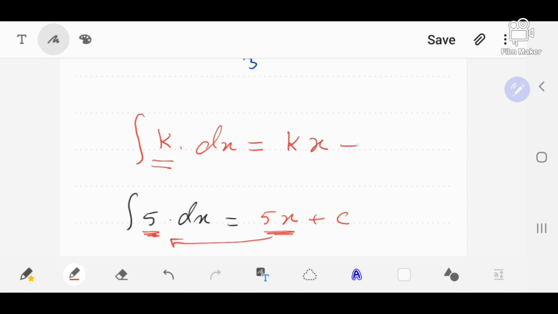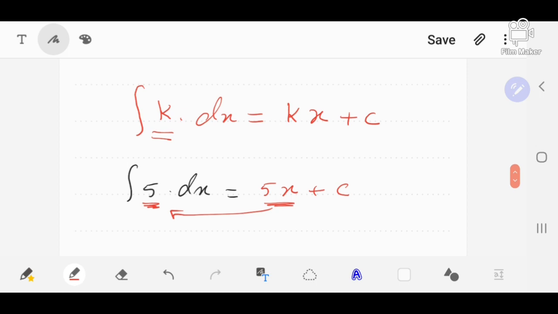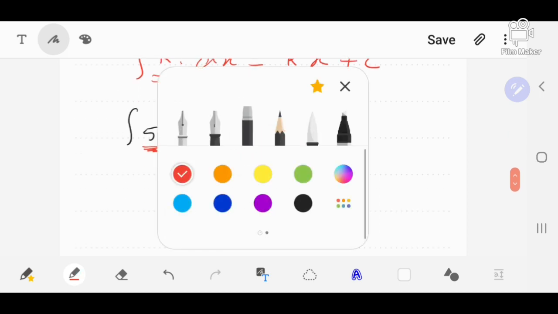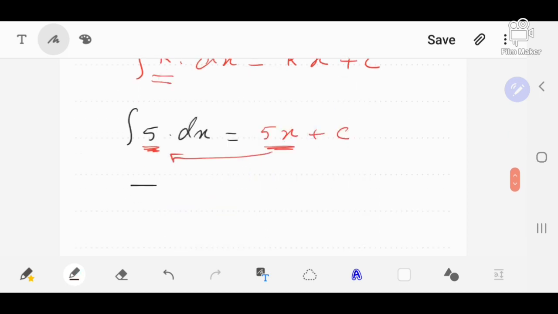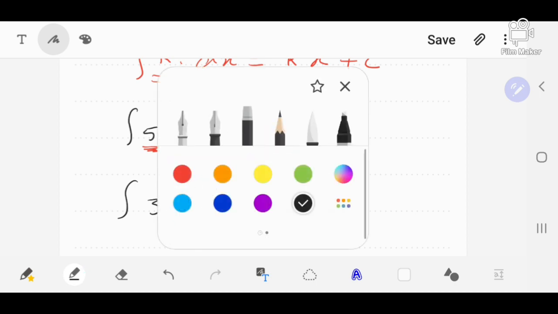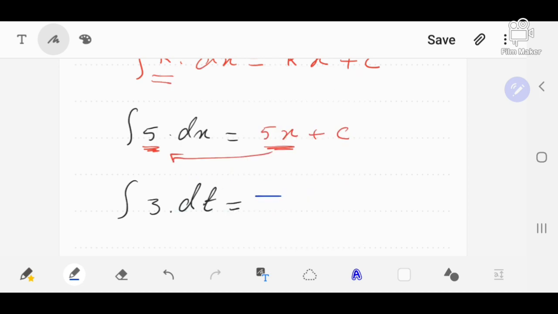Good. What about this example? Integration of 3 dt. 3 depending on t. Well, it's the same as derivative. Here the variable is t, so that will give you 3t plus c. Integration is as simple as that, and I'm going to continue later on with other rules and properties of integration.